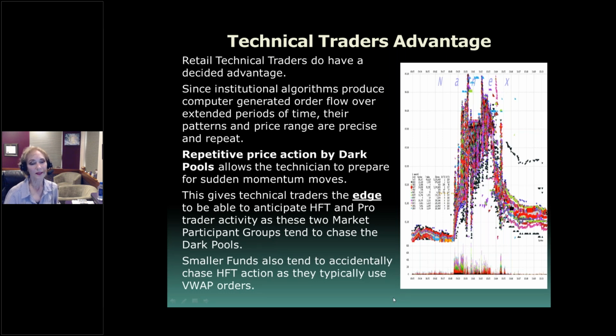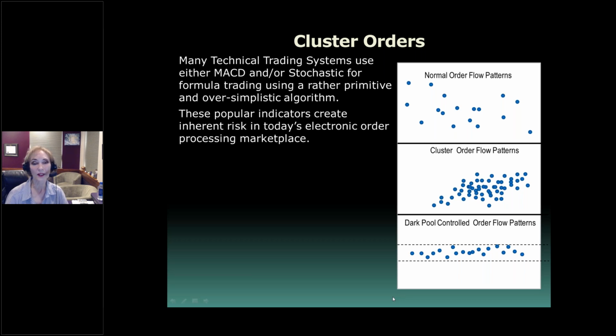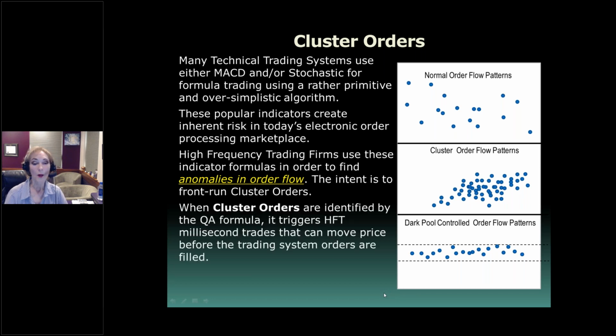Smaller funds also tend to accidentally chase HFTs as they typically use VWAP orders, assuming that they are chasing dark pools. Many technical trading systems use either MACD or stochastics for formula trading, using a rather primitive and simplistic algorithm. These popular indicators create inherent risk in today's electronic order processing marketplace. High-frequency trading firms use these indicator formulas in order to find anomalies in order flow. The intent is to front-run cluster orders, and they do it all the time. When cluster orders are identified by the formula, it triggers HFT millisecond trades that can move price before the trading system orders are filled.